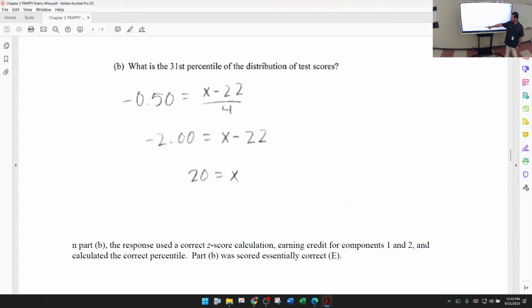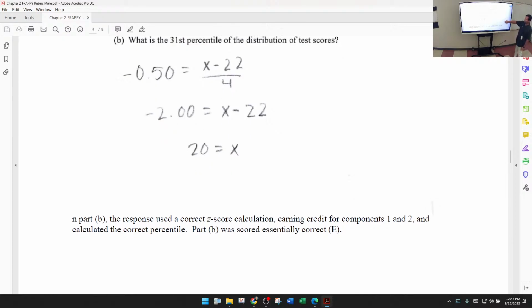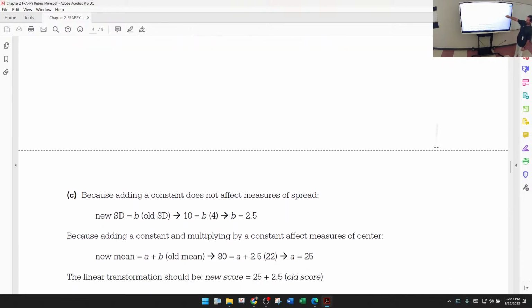In part B, the response used the correct Z-score calculation, earning credit for both components 1 and 2, and calculated the correct percentile. Part B was actually scored an E. Turning things to Z-scores is sufficient a lot of times.